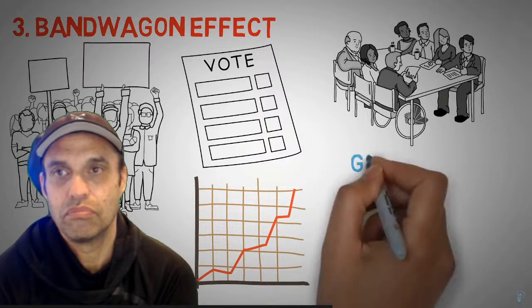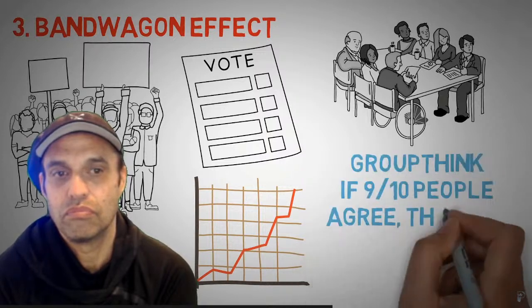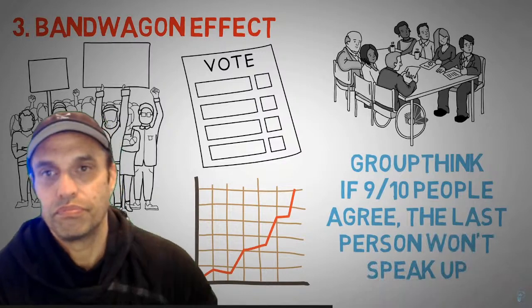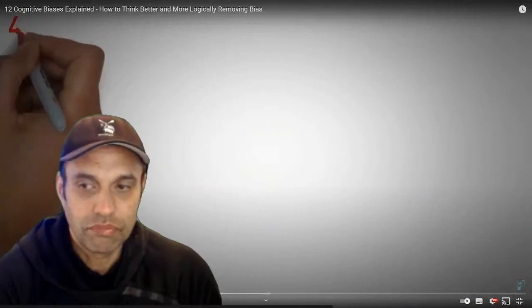In management, the opposite of this is called groupthink, and it's something companies try very hard to deter. Because if 9 out of 10 people agree on something, but the last person doesn't and won't speak up, it could squelch a great idea.